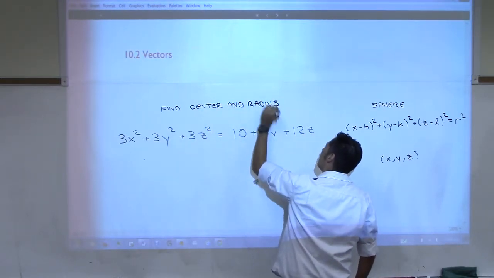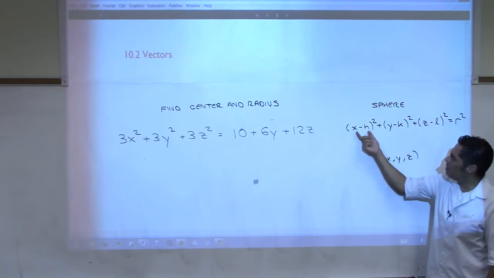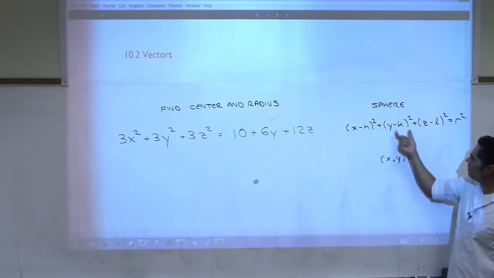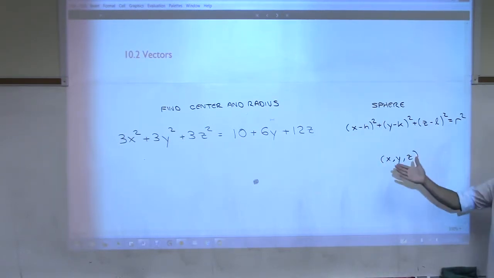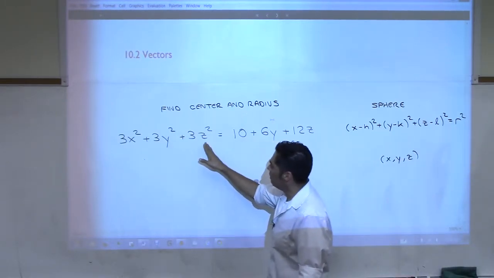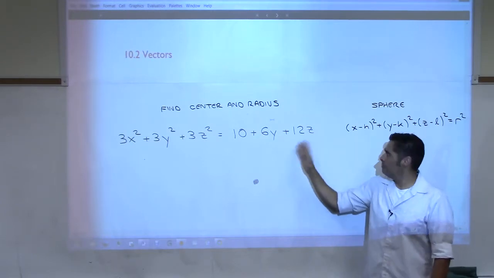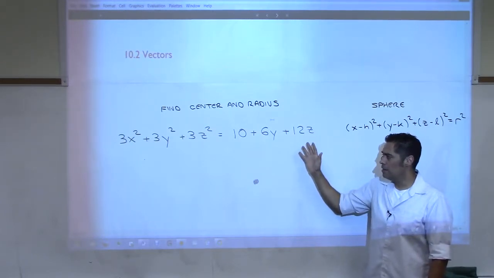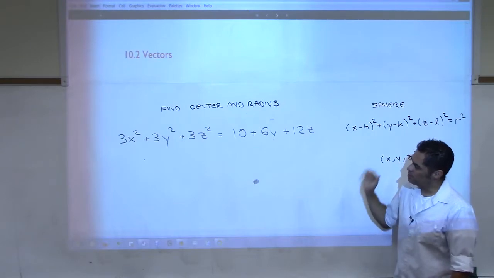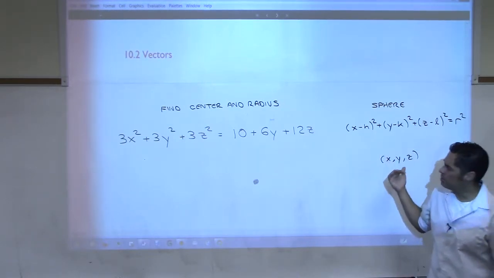So we have to get it to look like this standard form first. And in the standard form you have x along with a number, that quantity is being squared, same thing with the y and the z. Here we do have x squared, y squared, z squared, but we also have some other variable terms on the other side. So let's move all our variables to the left and all constants to the right.